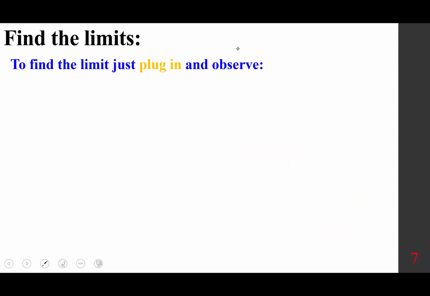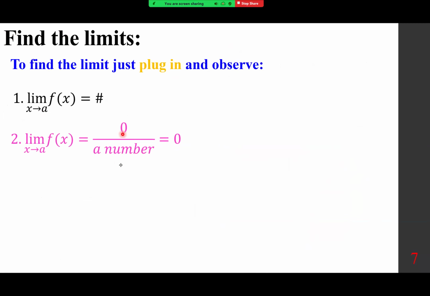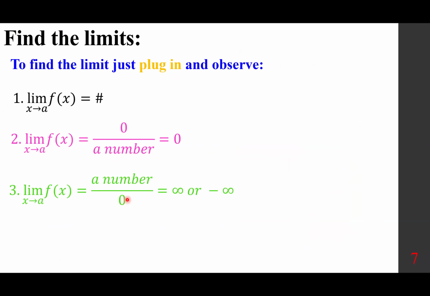Now, how do we find limits? One easy way, just plug in and observe. If the limit of f of x as x approaches a is a number, you're done. If it's 0 over a number, it's equal to 0 and you're done. If it's a number over 0, remember, they used to say undefined, but ultimately it blows up to infinity or negative infinity. And you have to figure this out because 0 is the only number where the right side of it is positive and the left side of it is negative.